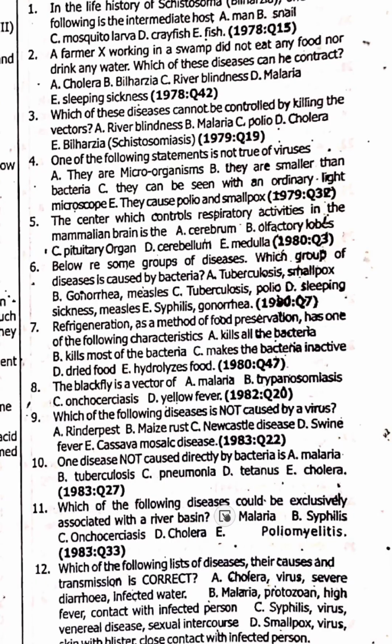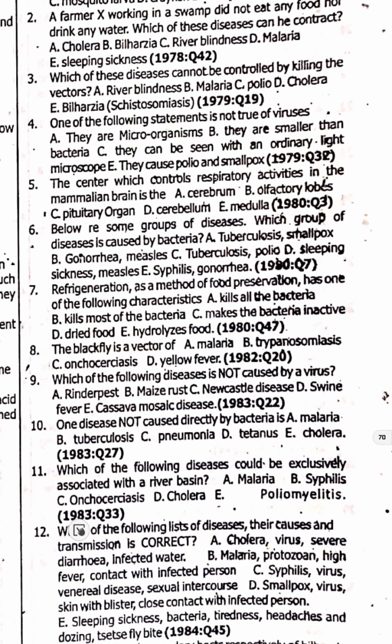Number 11. Which of the following diseases could be exclusively associated with river basin? With river, you associate them with river. It's supposed to be Onchocerca volvulus, option C. Also called river blindness. Don't forget, Onchocerca volvulus is also called river blindness. So number 9, number 10 and number 11 are similar.